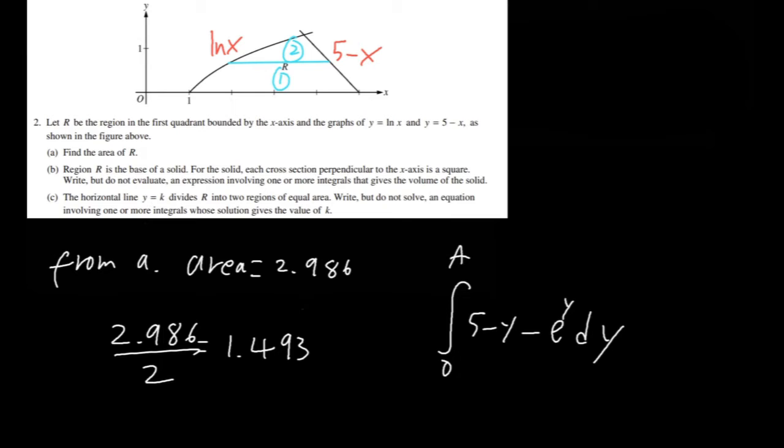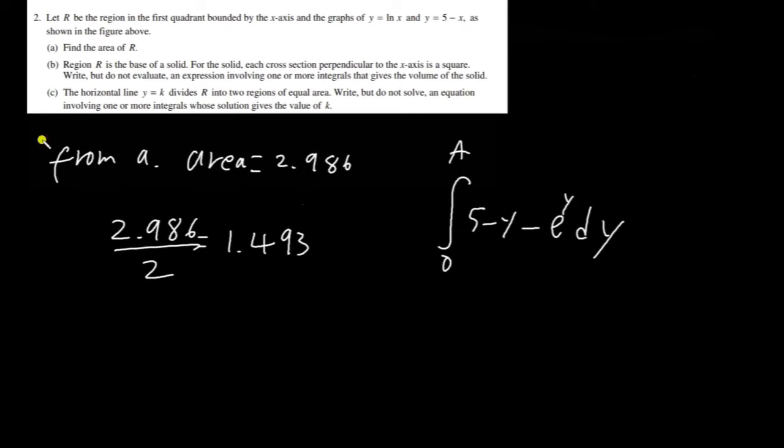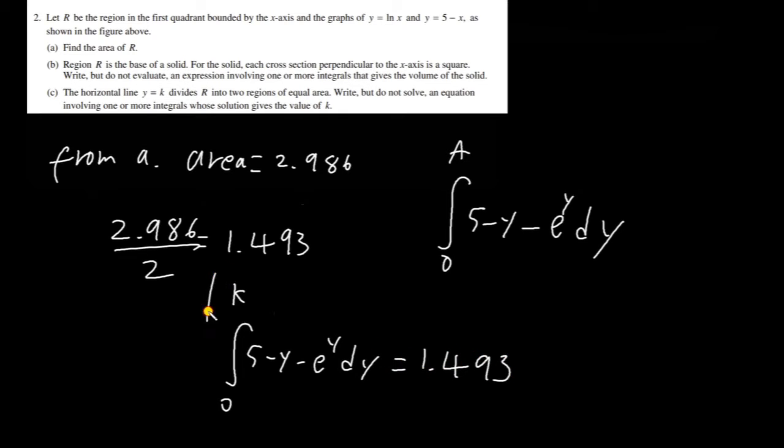This time, we're not going all the way from 0 to a, this is a, right? We're going from 0 to this value k. K is this horizontal line. So instead of going all the way from 0 to a, we'll be going from 0 to k. So this time our integral would be the integral from 0 to k of 5 minus y minus e to the y dy. And this is going to get us that half area, right? So it should be equal to 1.493, which is half of the area.